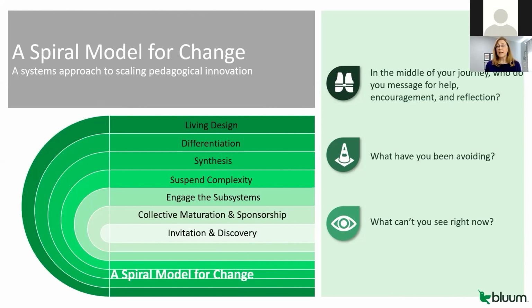These are some other guiding questions, or questions for reflection, that I like to use. And I included these as question 11 in your guide. And I'll just run through them. In the middle of your journey, who do you message for help, encouragement, and reflection? Do you have somebody that you can call? That's kind of like a helpline for you. What have you been avoiding? Because a lot of times as you start to see things rolling out in an initiative, you don't necessarily want to dig into it. So is there anything that you've sort of noticed but have been avoiding? And what can't you see right now? Sometimes it's easy to name what you're seeing, but what are other things that might be going on? What is it you're curious about that you haven't really paid attention to as part of the work?